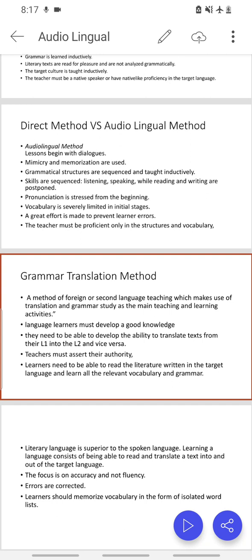Now let's discuss why all these methods are the same. How can we say that these methods are similar to each other? How are they interlinked with each other? When we say all these methods are interlinked, keep in mind one thing: the purpose of all these methods is to teach the target language.